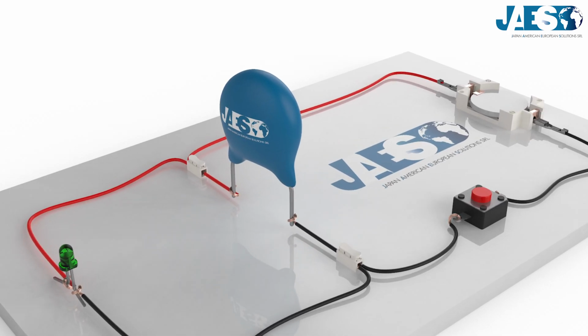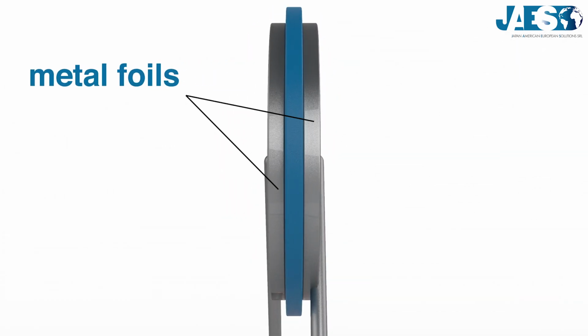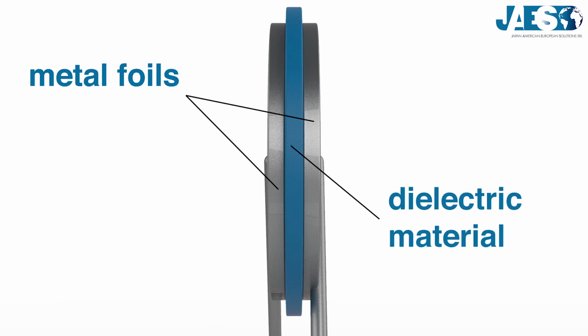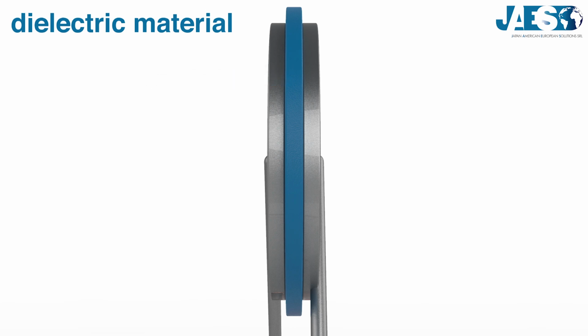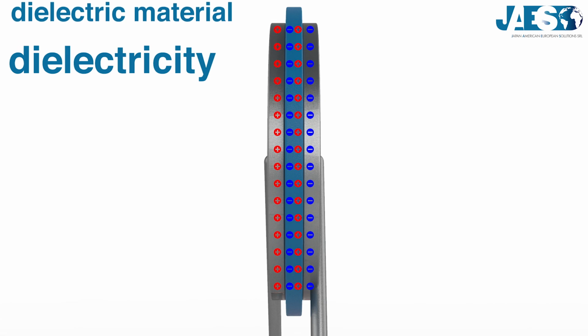Let's see how it's made. A capacitor is usually composed of two metal conductive foils separated by dielectric insulating material. A dielectric material is an insulator unable to conduct electricity because it will polarize on the opposite pole when an electric field passes through it, showing the property called dielectricity.